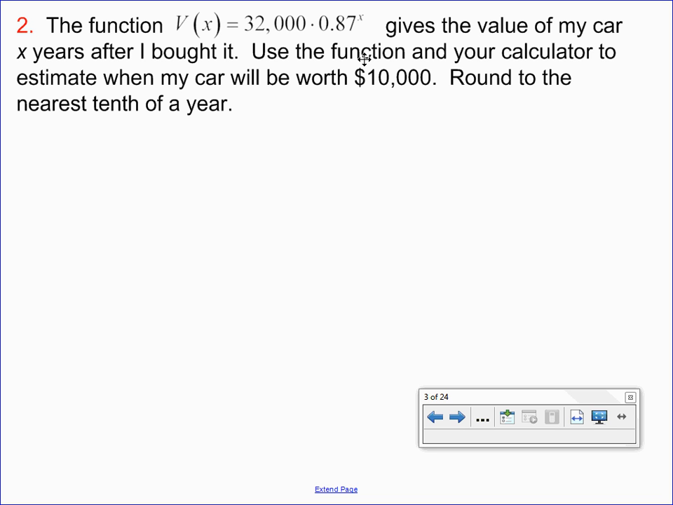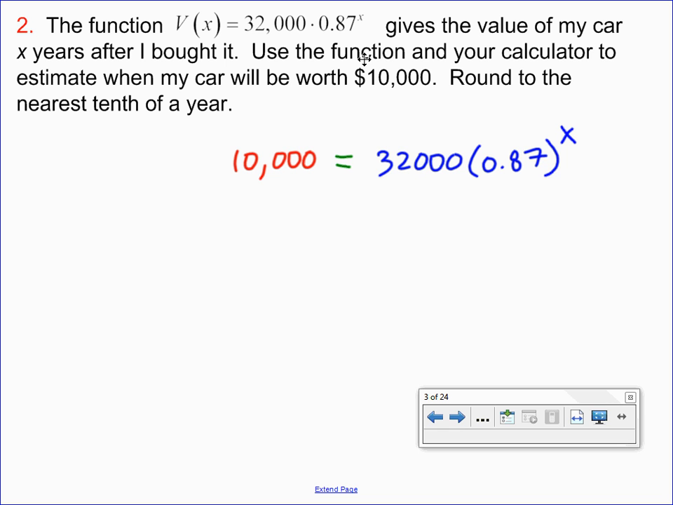And I saw many of you, in trying to figure out when the value v was equal to $10,000, set up a correct equation. What equation did you have for that? Jen? 10,000 equals 32,000 times 0.87 to the x. Absolutely. Jen set my v of x function, 32,000 times 0.87 to the x, equal to that constant, $10,000. And we were trying to figure out how many years x since I bought the car does it take for the value v to equal $10,000?